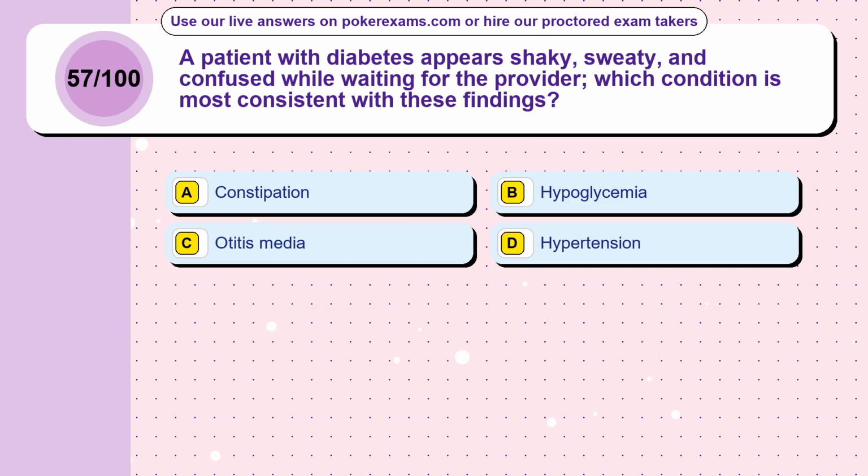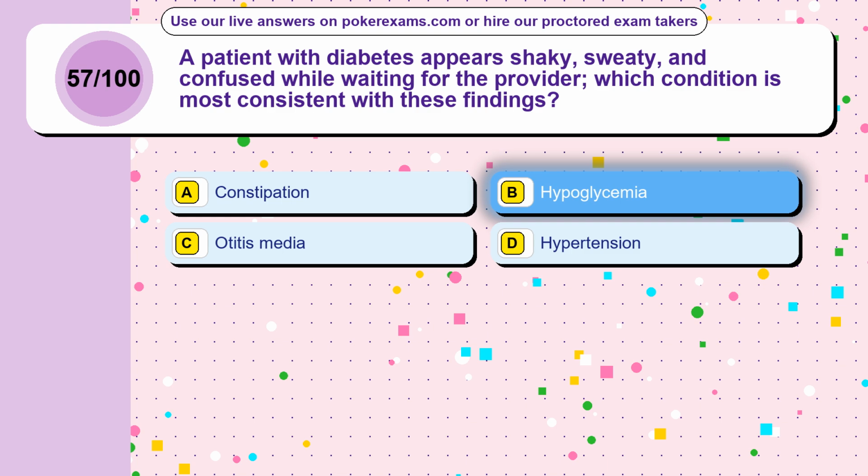Question 57. A patient with diabetes appears shaky, sweaty, and confused while waiting for the provider. Which condition is most consistent with these findings? Option A. Constipation. Option B. Hypoglycemia. Option C. Otitis media. Option D. Hypertension. The correct answer is option B.